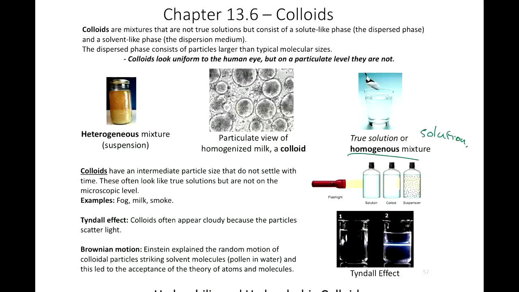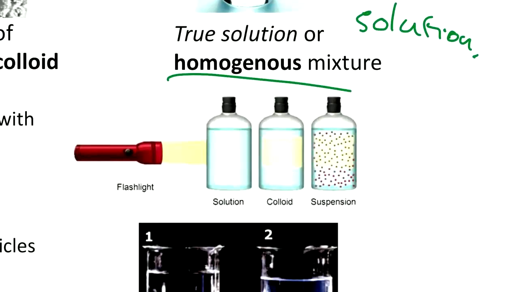So what's special about a colloid is it looks uniform, but on the particle level, it's not. And what's cool about colloids is that if you shine light through a colloid, it will reflect light, not to an extent where you can see the particles like in a suspension, but you can see a beam of light because it's reflecting off the very small particles that aren't settling over time.